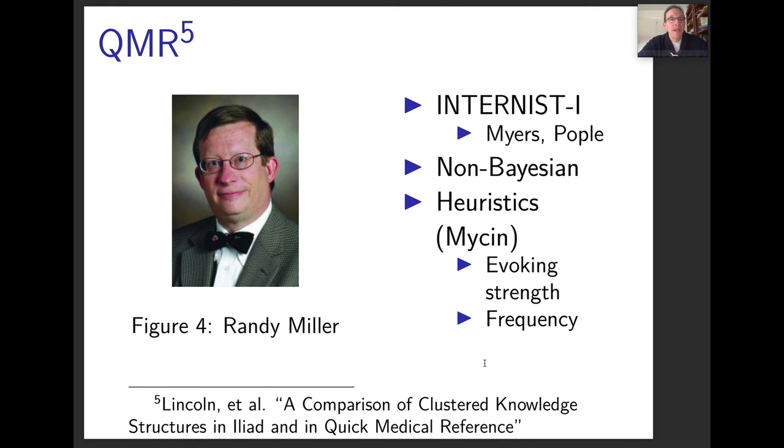It is a non-Bayesian decision support approach that uses heuristics in the vein of Mycin, and it has two concepts of uncertainty. One is evoking strength. So if this finding is present, it's really strongly associated. It evokes a strong confidence in a particular conclusion. And the other is frequency. This finding is very frequently associated with this particular disease, or less frequently.